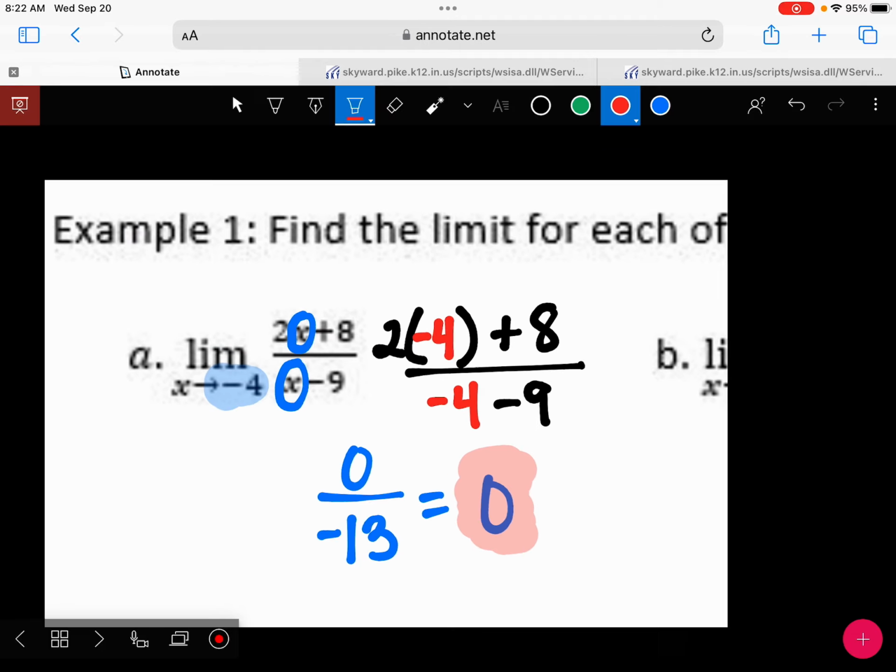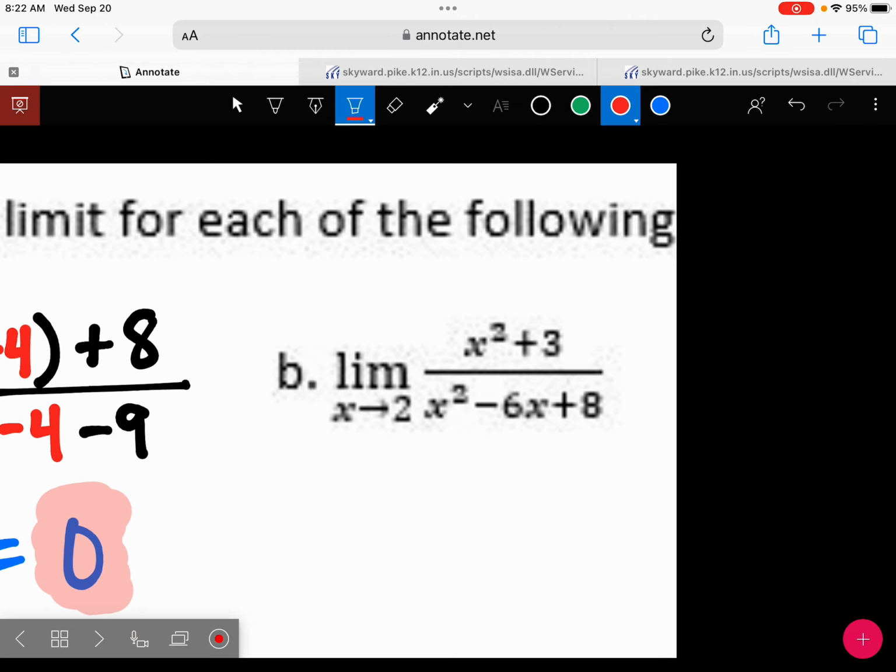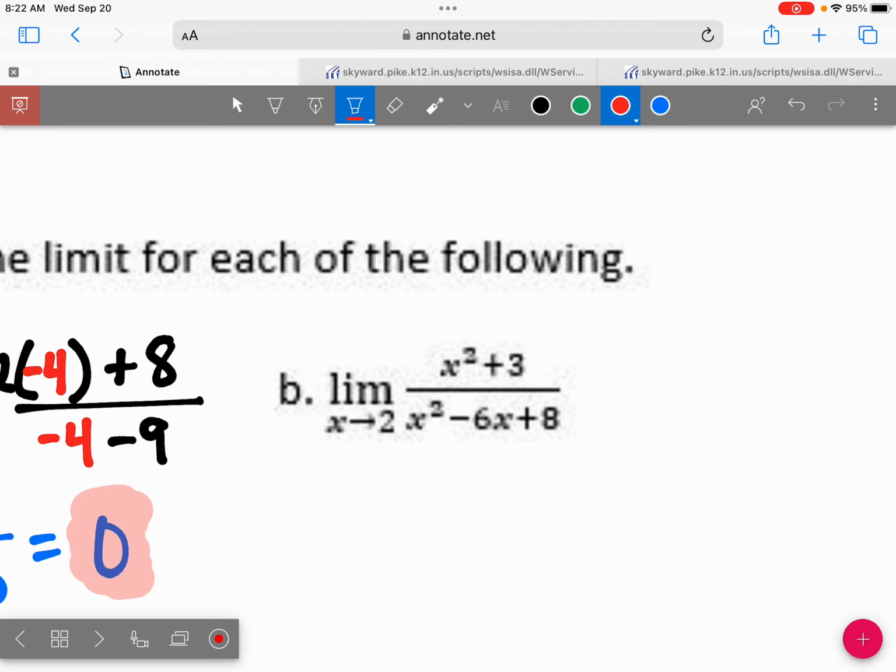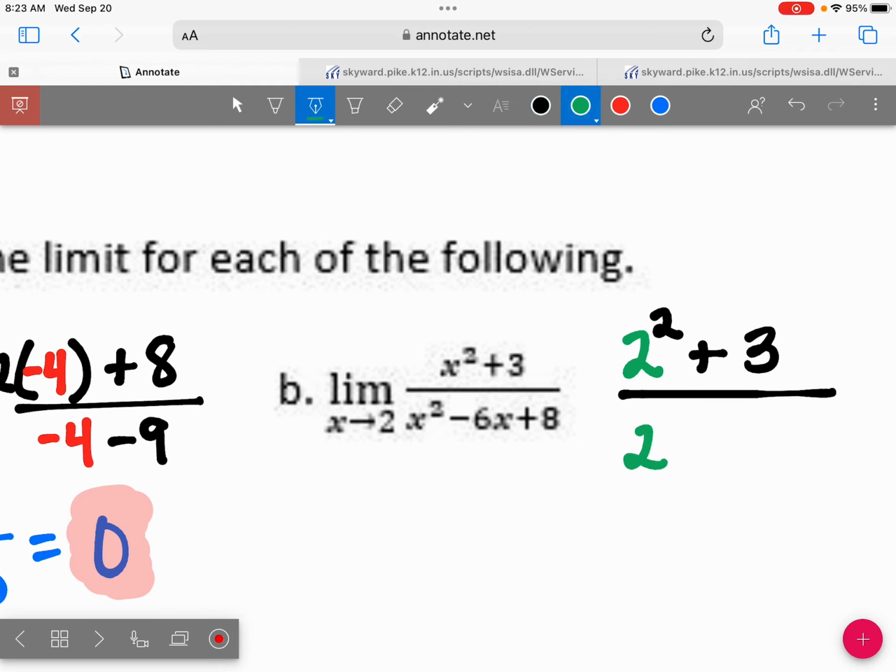All right, now let's move on to part B. We're going to substitute in a 2. So that would be 2 squared plus 3 divided by 2 squared minus 6 times 2 plus 8. All right, use your calculators.